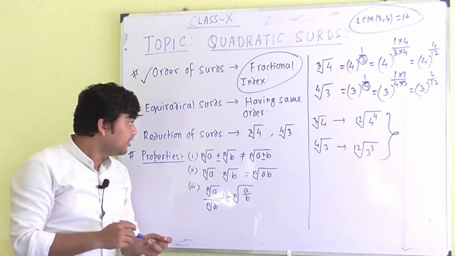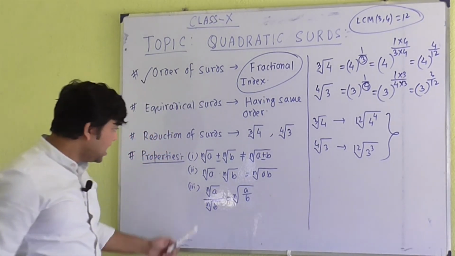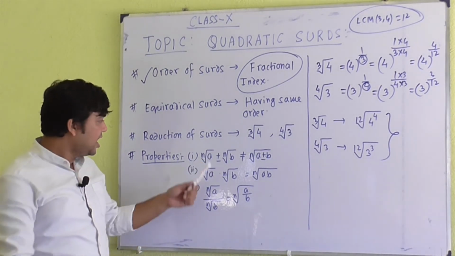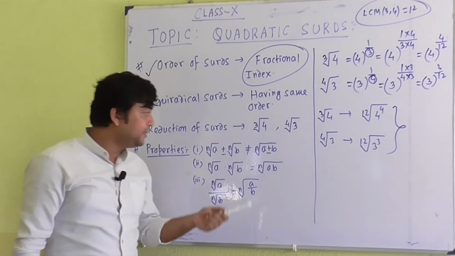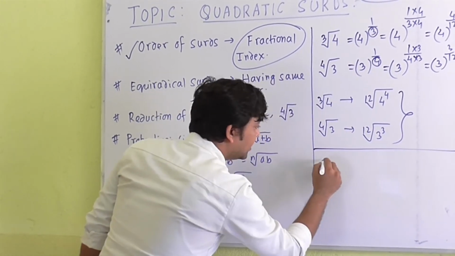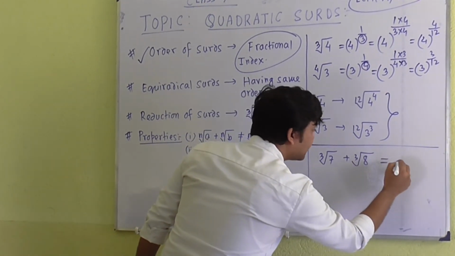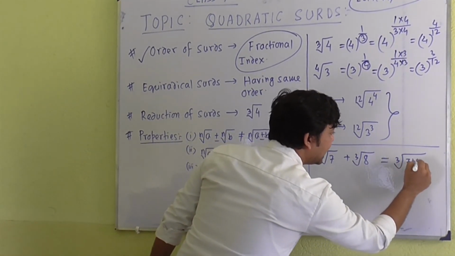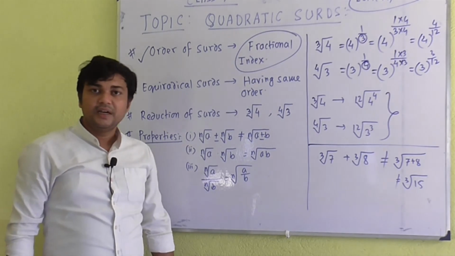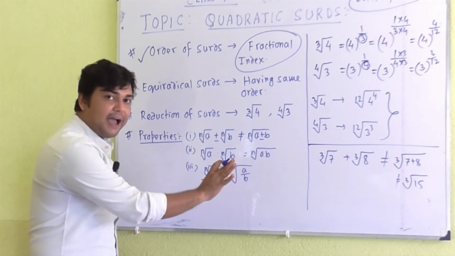Got it? Now the last part of our discussion is properties of surds. It is very important to know. The first property is: nth root of a plus or minus, whatever may be the operation, nth root of b is not equal to nth root of a plus b. It is not happening, because if you take cube root of 7 plus cube root of 8, you cannot write it as cube root of 7 plus 8, that is cube root of 15. You cannot write it. The property of surd doesn't allow you to do such a thing. Okay, so it is not happening.